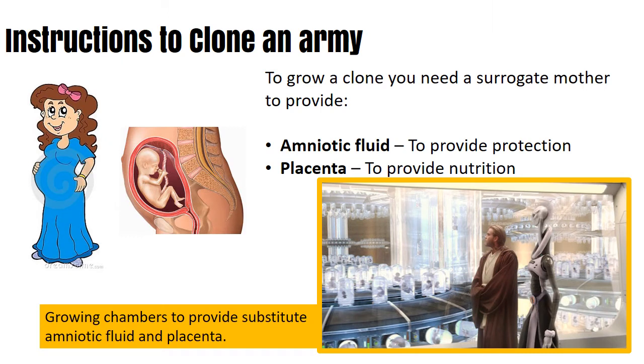So there are two things that are really important that your surrogate mother is going to provide for your clone. And these are the two things that you're going to need for your iGCSE. The surrogate mother is going to provide protection for your clone in the womb via something called amniotic fluid. A protective fluid, a buffer to prevent it from getting hurt or knocked.